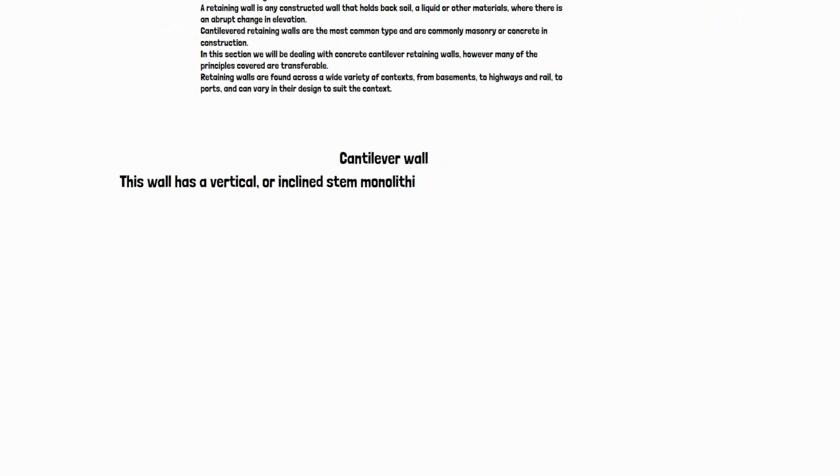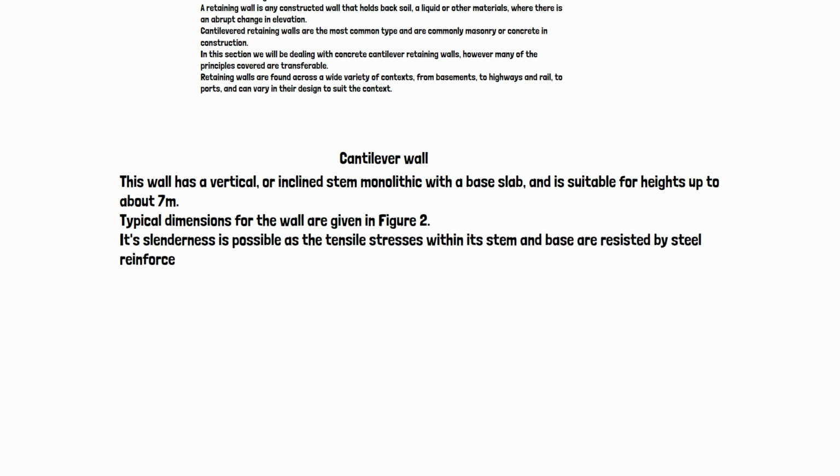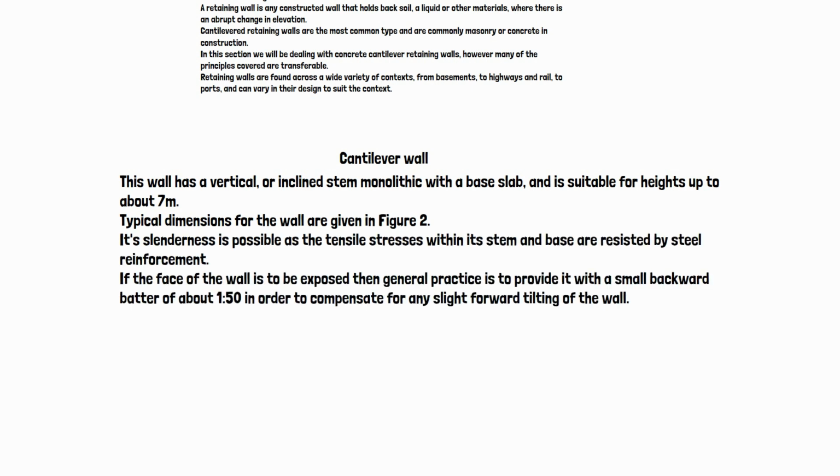Cantilever wall. This wall has a vertical or inclined stem monolithic with the base slab and is suitable for heights of up to 7 meters. Typical dimensions for the wall are given in figure 2. So, a cantilever retaining wall should be less than or equal to 7 meters. Its slenderness is possible as the tensile stresses within its stem and base are resisted by steel reinforcement.